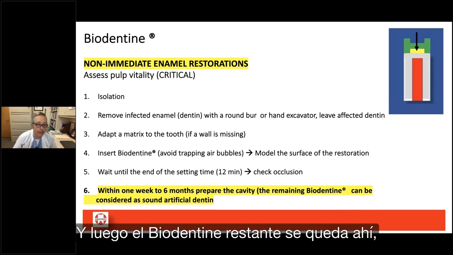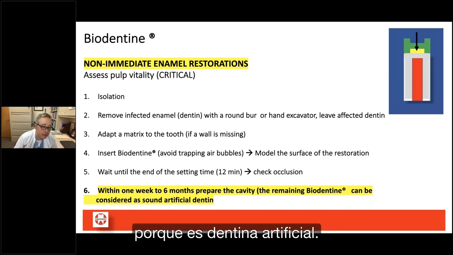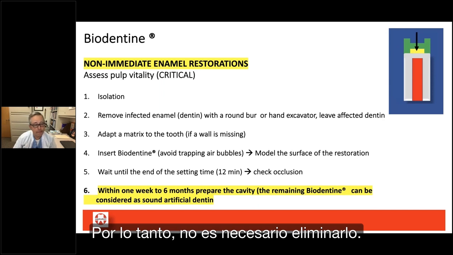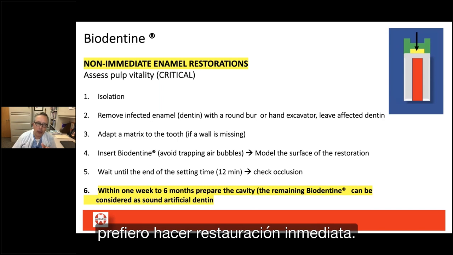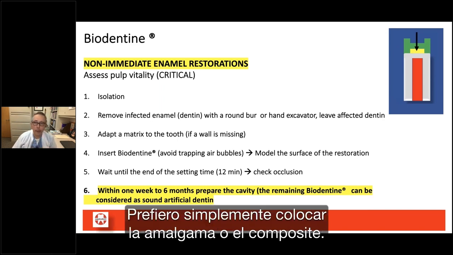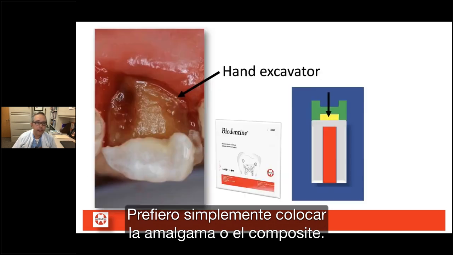And then the remaining Biodentine can be just left there, because that is artificial dentin. So you don't need to remove it. That's artificial dentin. In these days, this option, I need to say, I don't do a lot. I prefer to do immediate restorations. I prefer to just place the amalgam or my composite. That will be the example.